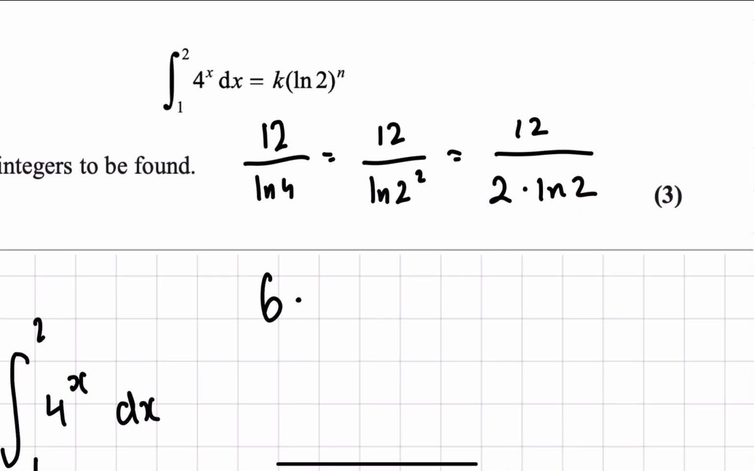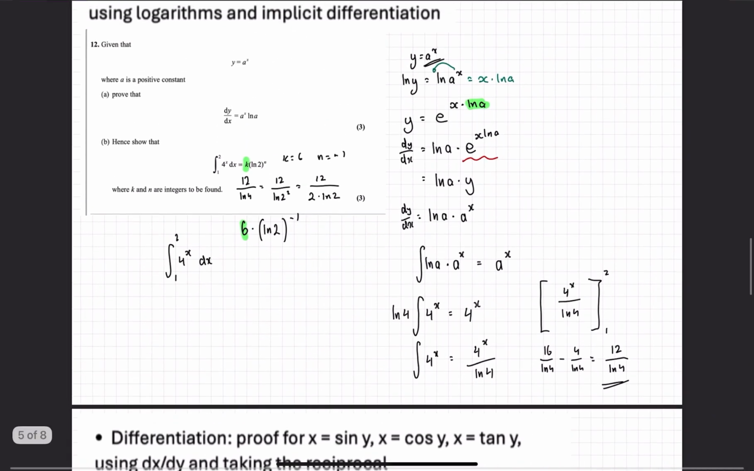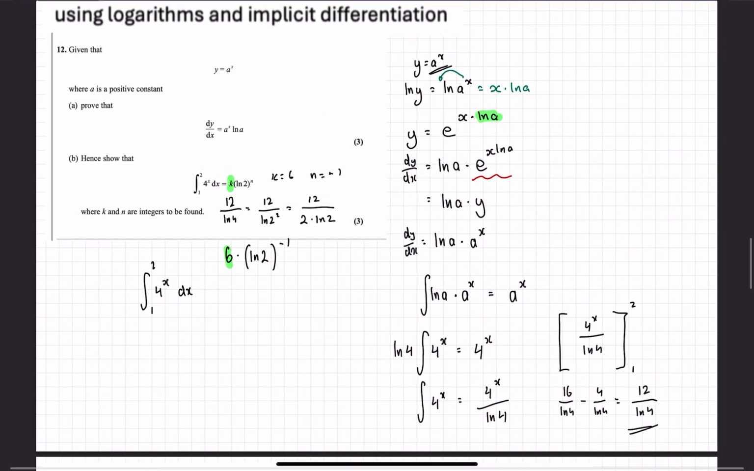Divided by natural log of 2, I can rewrite that as natural log 2 to the power of negative 1, and we're done. Cool. k is 6, and n is -1. Fantastic. Done. There you are. Okay, let's move on.